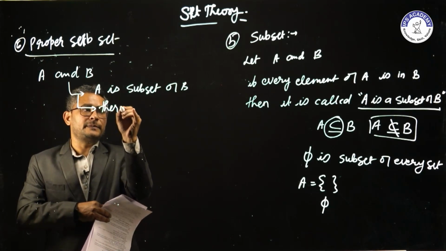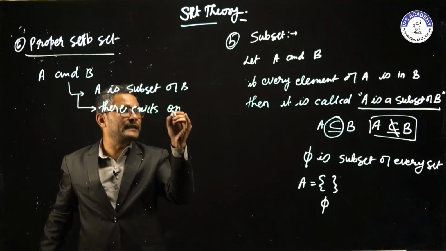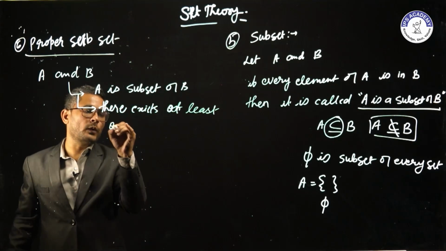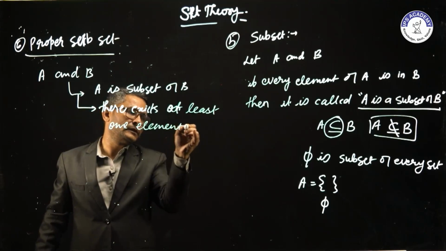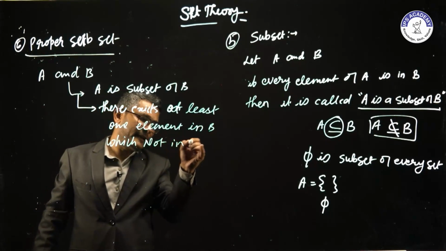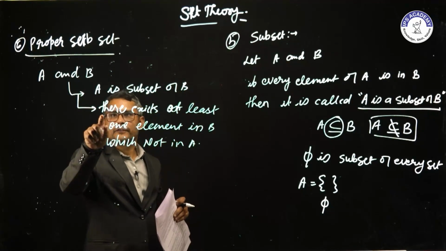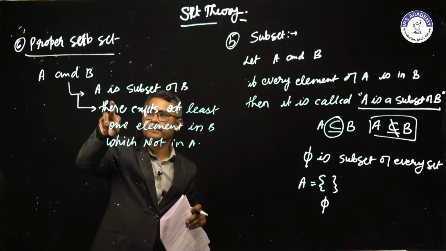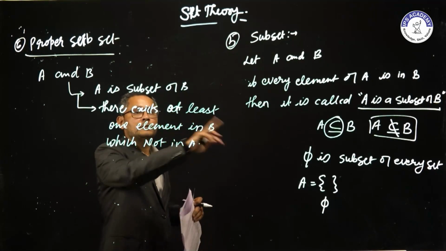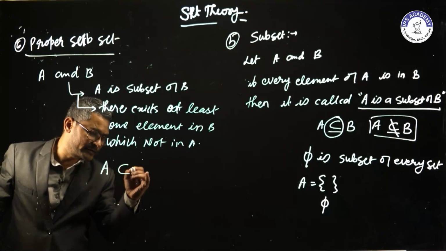there exists at least one element in B which is not in A. So A is a proper subset of B if A is a subset of B, and second, there exists at least one element which is in B but not in A. Clear?